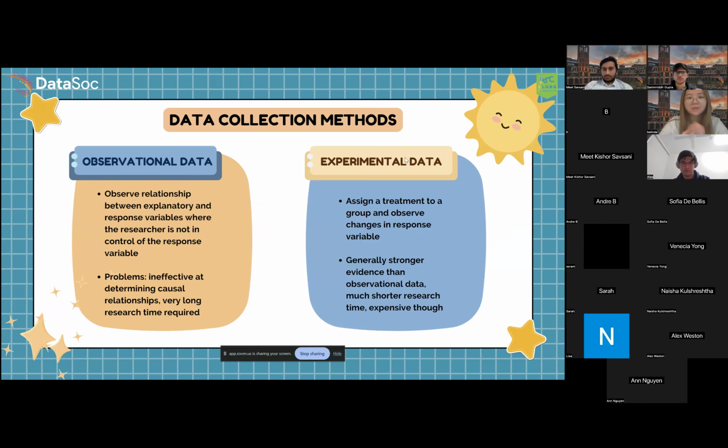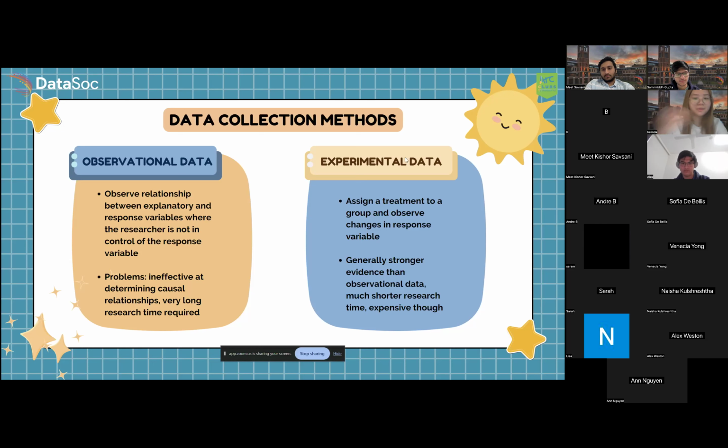Next, how do we collect the data? So we have two methods of data collection. The first one is observational, and the next one is experimental data. Observational data observe the relationship between explanatory and response variables, where the researcher is not in control of the response variable. So we don't manipulate anything. For example, we can count how many red cars are passing through UNSW Anzac Parade in, say, 5 hours. However, this one has a problem because it's ineffective at determining causal relationships and requires very long research time.